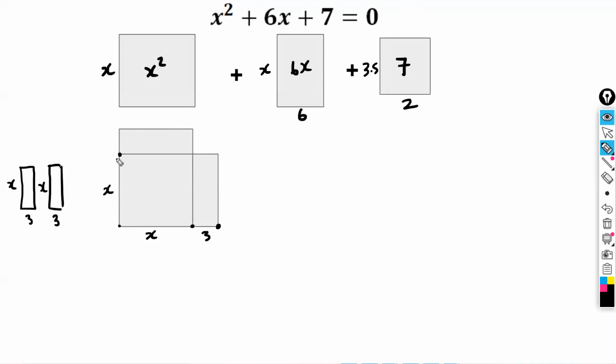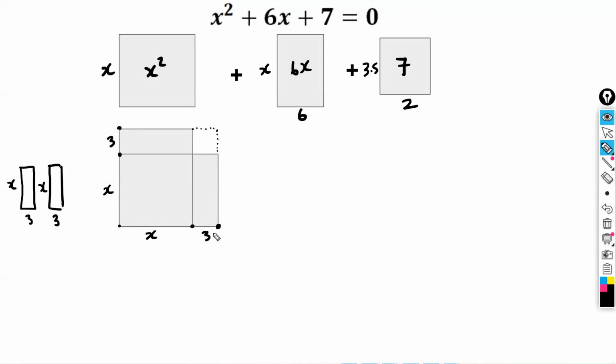And with this rectangle, this distance here, so from here to here, is also going to be 3. So the overall height of our shape is going to be x plus 3, and the overall width of our shape is going to be x plus 3. Now, if I was to create a perfect square here, what would happen if we were to try and work out the area of the whole shape, including this bit?